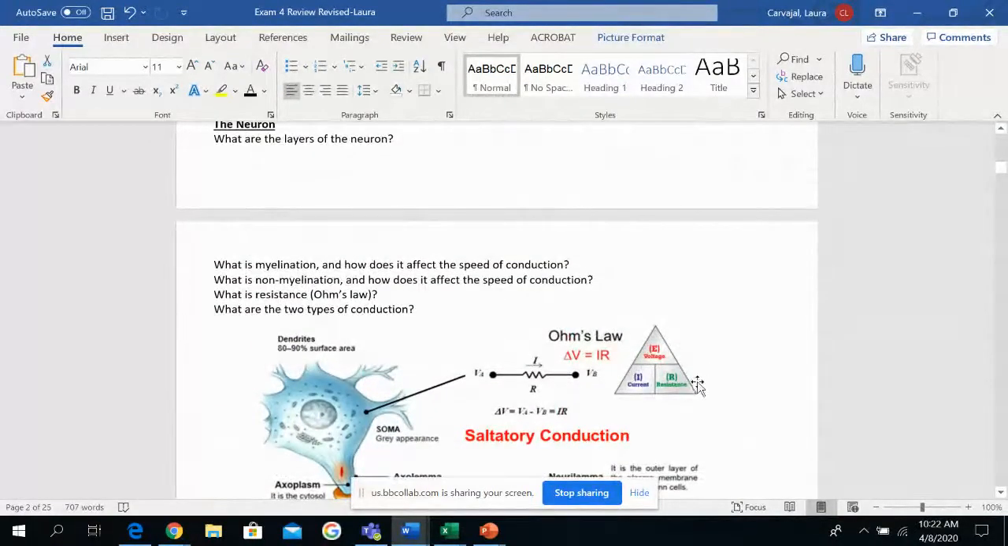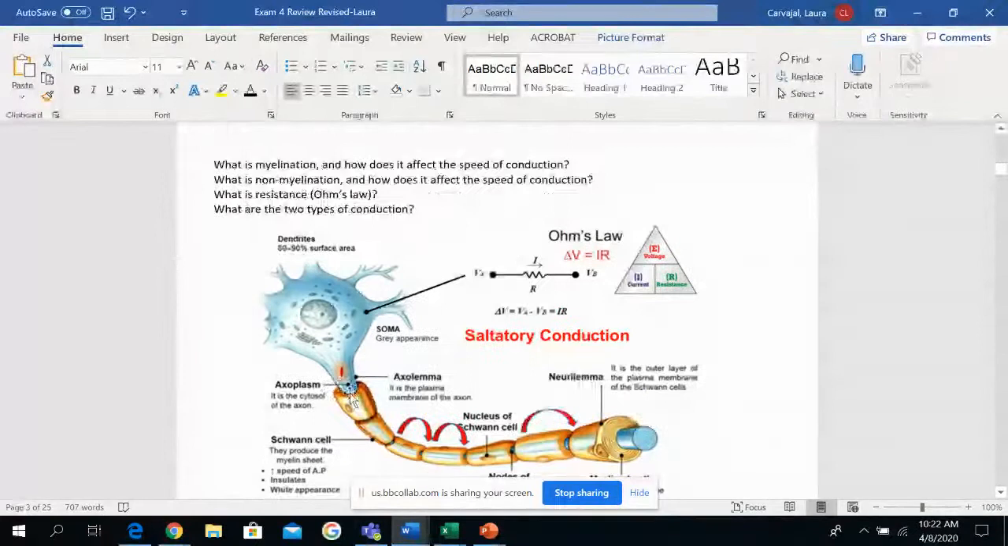The speed of conduction, again: if you have a myelinated axon, your speed of conduction will be much higher than in an unmyelinated axon. Resistance, what we looked at in the previous class, we saw that the voltage is dependent on the current and the resistance.